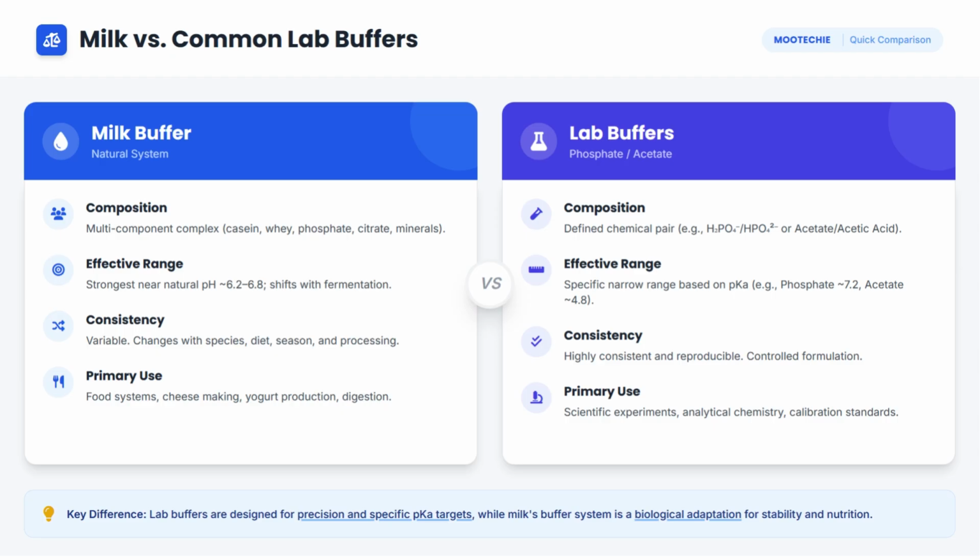In contrast, lab buffers like phosphate or acetate are defined chemical pairs. They have a specific narrow effective range based on their pKa. For example, phosphate buffers around 7.2 and acetate around 4.8. They are highly consistent and reproducible due to controlled formulation. Their primary use is in scientific experiments, analytical chemistry, and calibration standards. The key difference is that lab buffers are designed for precision and specific pKa targets, while milk's buffer system is a biological adaptation for stability and nutrition.